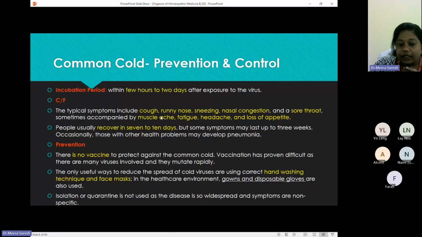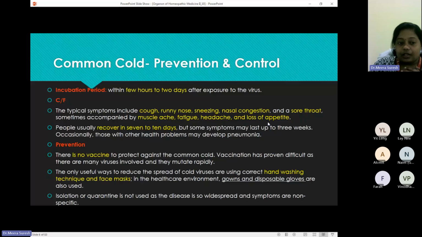Clinical features will be almost the URTI symptoms, upper respiratory tract. There will be cough, but it won't be much productive because the lower respiratory tract is not involved, so it will be a dry cough also. Then runny nose, sneezing, nasal congestion, a sore throat, and sometimes it may be associated with muscle ache, fatigue, headache, and loss of appetite.